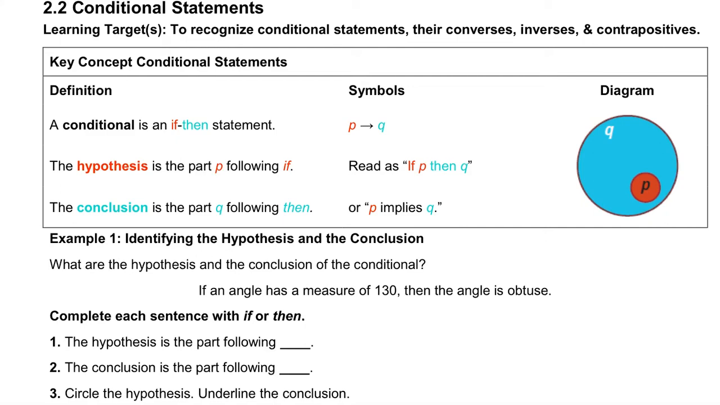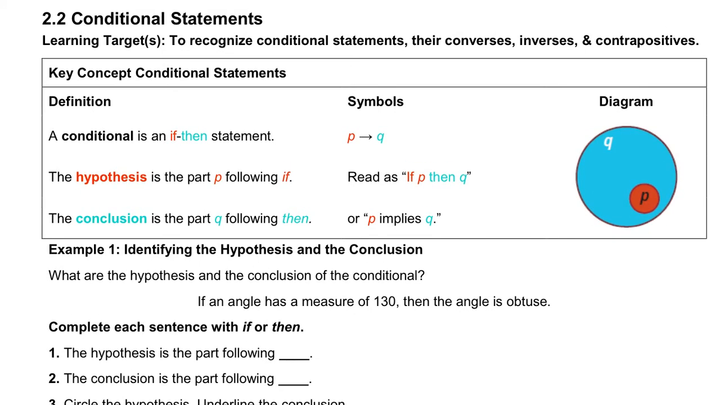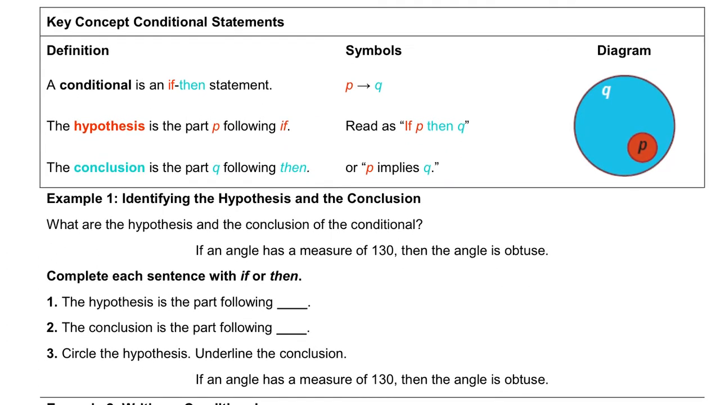Okay, so we're moving ahead to lesson 2.2, and in this lesson we're going to define and apply conditional statements. So we're going to talk about conditional statements, their converses, inverses, and contrapositives. So to begin, we need to know what a conditional statement is and the parts of it. So a conditional statement is an if-then statement.